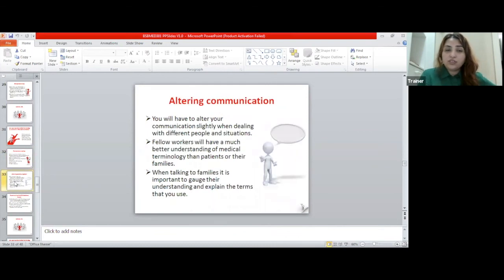Altering communications: you will have to alter your communication slightly when dealing with different people and situations. Fellow workers will have a much better understanding of medical terminology than patients or their families. So it's always better to talk in layman's terms when you're talking to your clients or their families, because you don't want them to get stressed out with new words and get more confused.